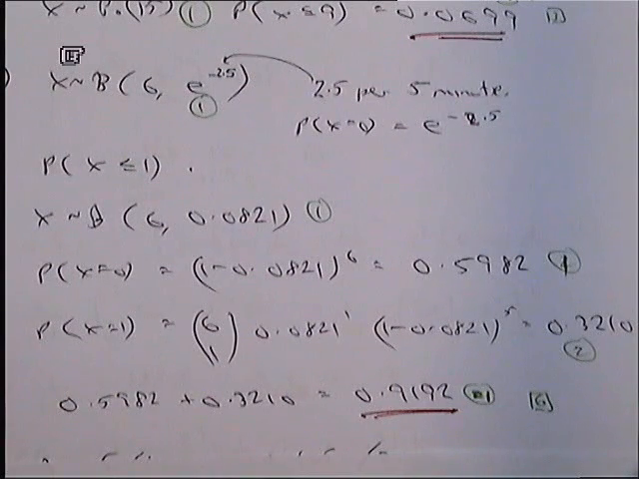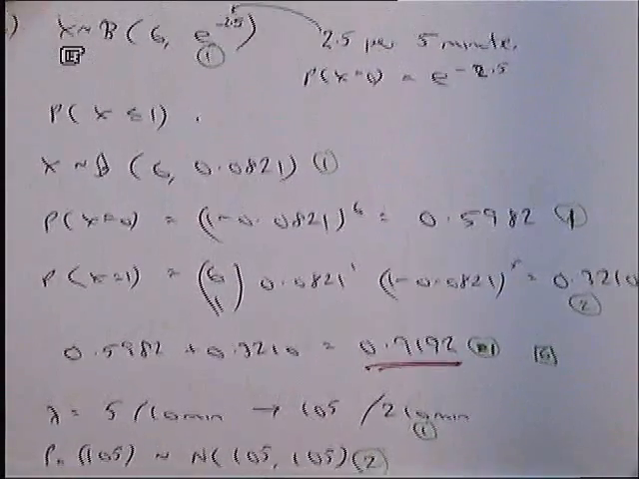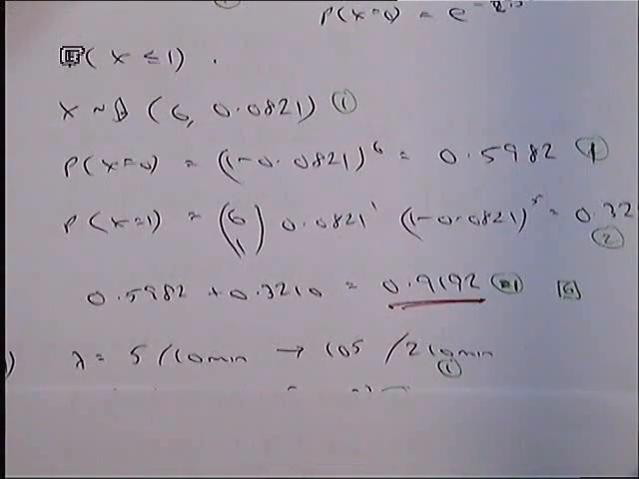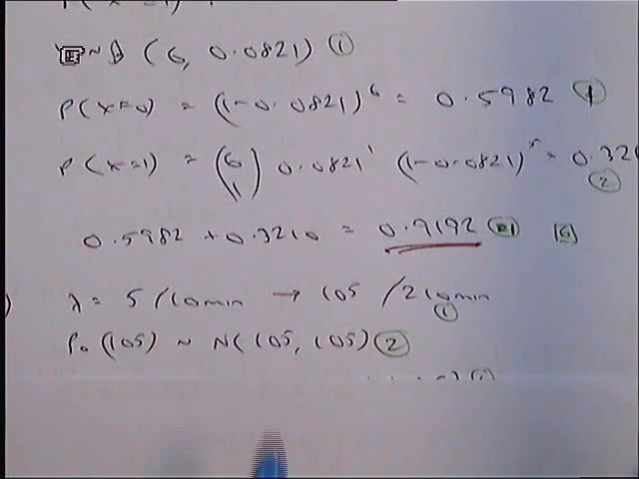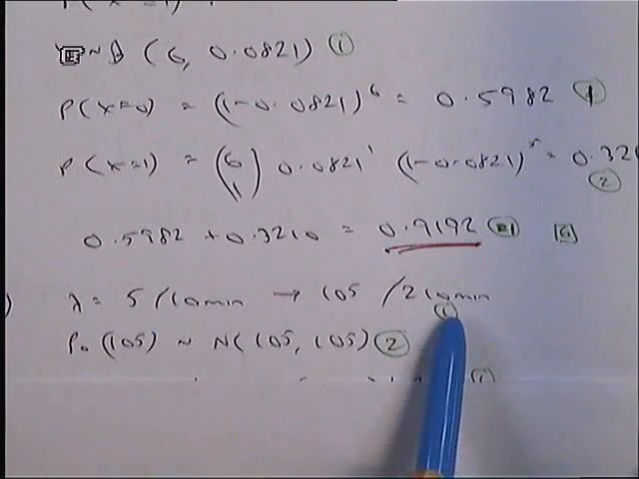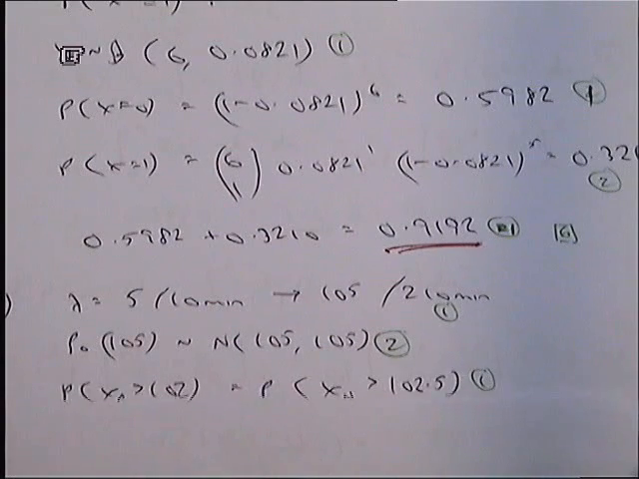Part D, by using a suitable approximation, estimate the probability that more than 102 customers arrive next Wednesday morning. We are now looking at Wednesday morning, which is 3.5 hours, so we are scaling up again. 5 a minute, we're now looking at 3.5 hours, which is 210 minutes, so we're timesing by 21, so lambda becomes 105. So we're dealing with Poisson 105.